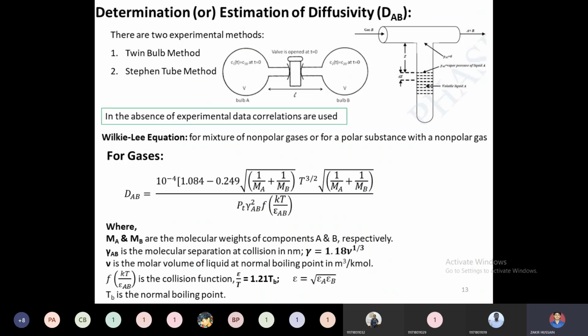The next one: how to determine this diffusivity coefficient. The diffusivity coefficient is D_AB, the diffusivity of A through B. How to determine it? There are two experimental methods to determine this diffusivity coefficient. The first one is the twin bulb method. The second one is the Stefan tube method. In the twin bulb method, what will happen?